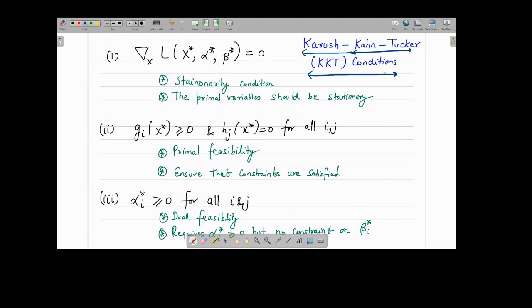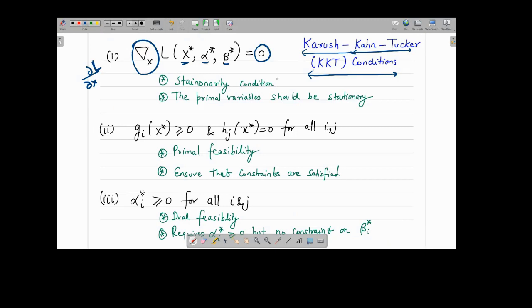The first condition is that if you take X star, alpha star and beta star and take the derivative, this is basically nothing but the derivative with respect to X of the Lagrange function. If you put the values of X star, alpha star and beta star into it, its value should come out to be 0. This is quite obvious because you are trying to minimize the objective function, and if you put the solution of that objective function here, it will give you 0 only, right? Because that is the minimum point which you are trying to achieve.